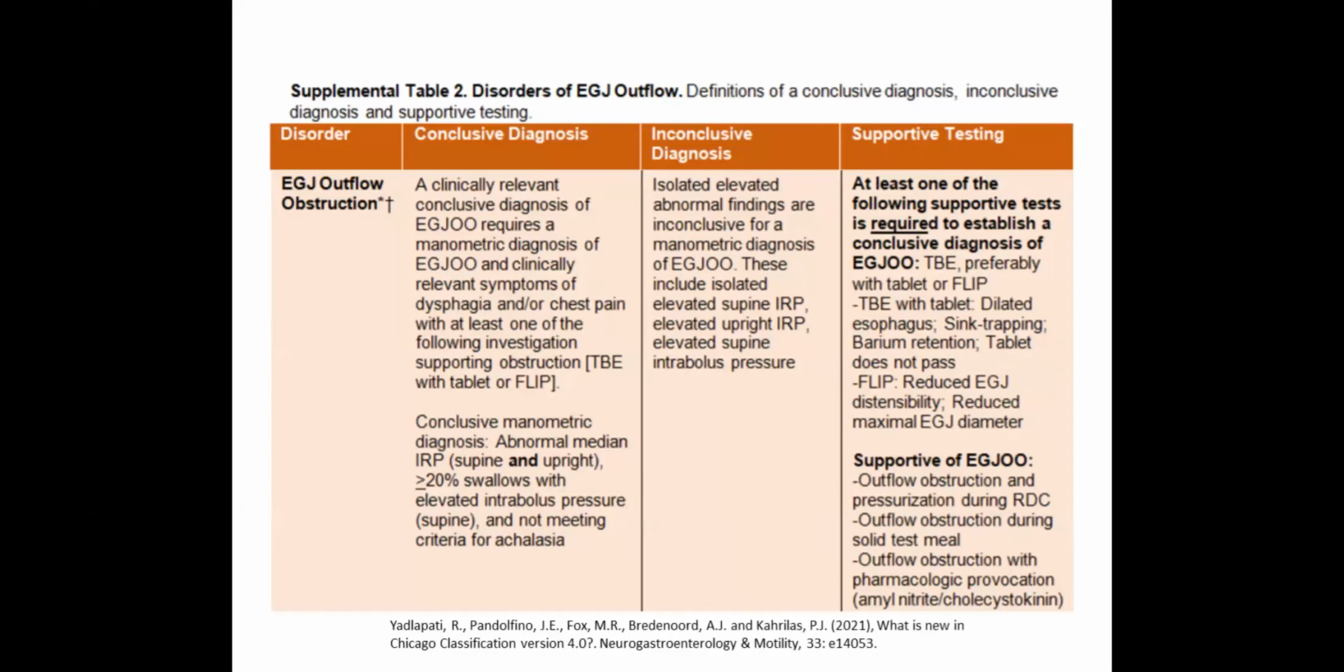So basically, conclusive, I won't go through again, means it satisfies all the criteria mentioned previously. But for inconclusive EGJ outflow obstruction, what you have is just isolated abnormal findings, which is inconclusive for the manometric diagnosis of EGJ outflow obstruction. This includes isolated IRP supine or IRP upright, because now Chicago 4 requires both parameters to be raised. For example, if your supine IRP is raised, but you sit the patient up and the IRP normalizes, then it's not EGJ outflow obstruction.